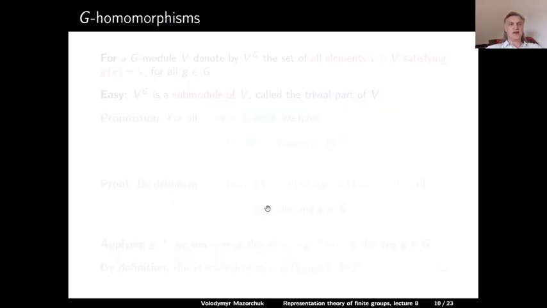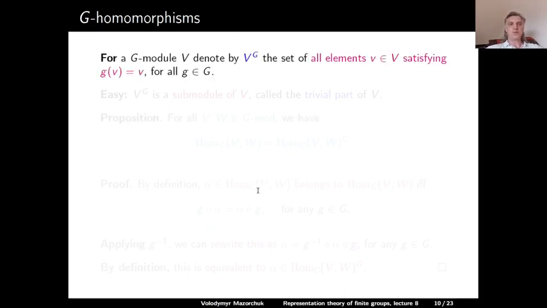So now let us take an alternative look at the notion of a G-homomorphism. For a G module V, denote by V upper G the set of all elements v in V on which all elements in G act trivially. So g of v is equal to v. It is very easy to check that V upper G is a submodule of V. It's called the trivial part of V. It's a trivial summand. So V upper G is isomorphic to a direct sum of copies of the trivial G module.